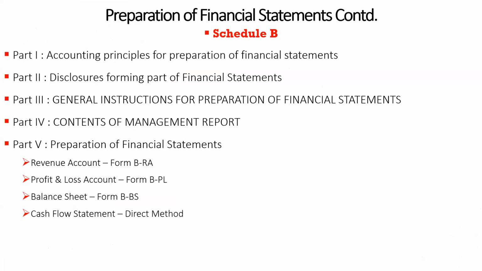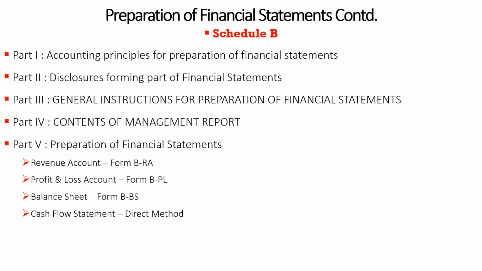In Schedule B, how is it divided? Part 1 is accounting principles for preparation of financial statements. What are accounting principles? The common accounting principles, such as how the URR will be prepared and calculated, and the basic principles to finalize the accounts. Making accounting entries, finalizing accounts, then making the revenue account and profit and loss account is a separate thing; that is preparation of final accounts. Disclosure is a separate part, and compliance is a fourth part.